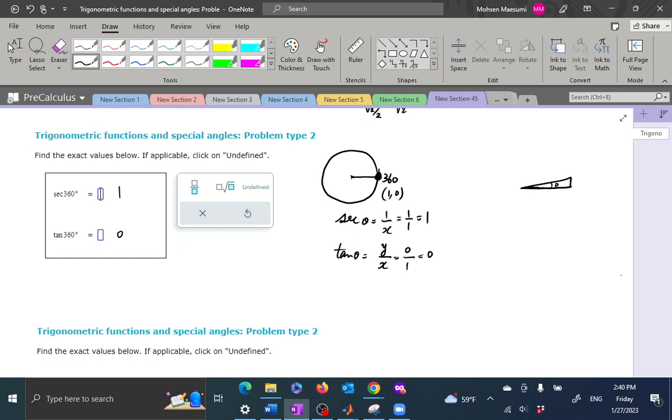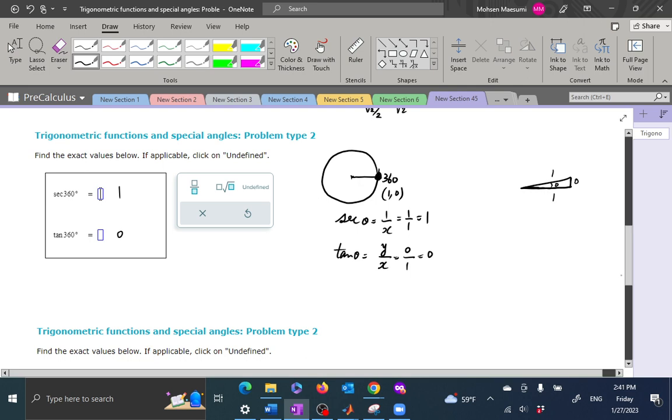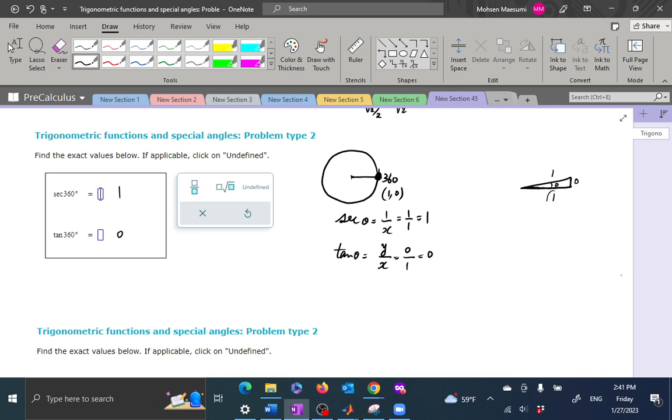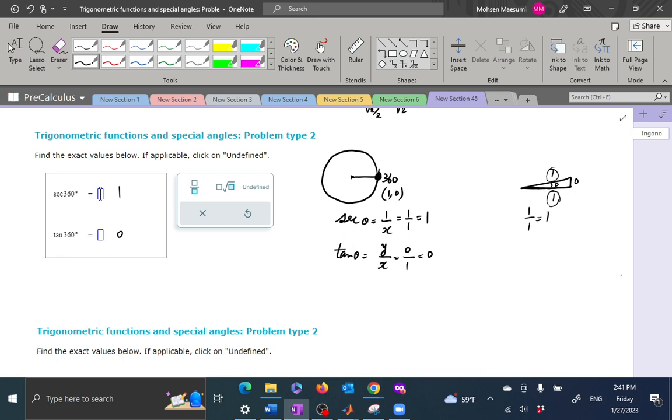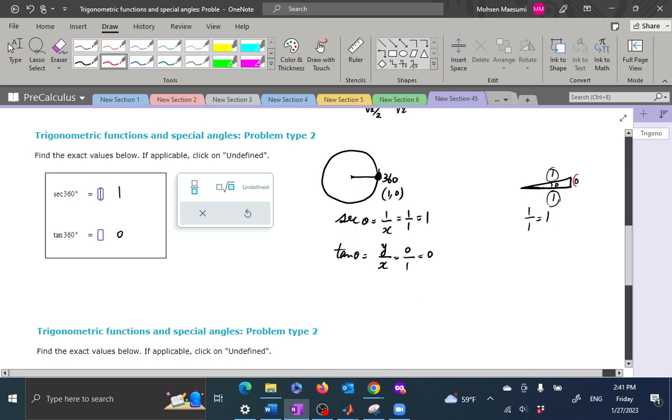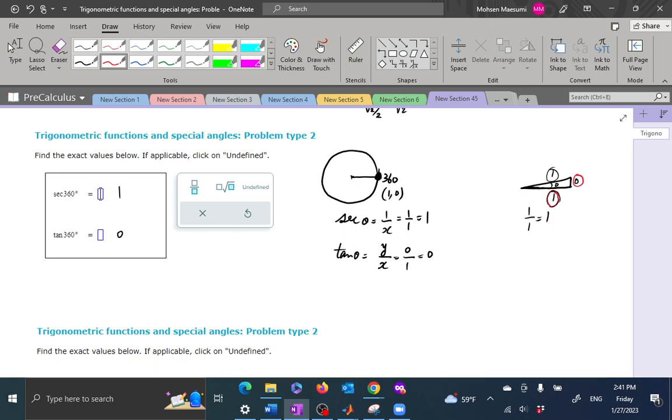So, when you do 360, by the time you come back, the angle you're dealing with is just angle 0. And these sides are 1, 1, and 0. So what is secant? It's the ratio of adjacent, here's adjacent, to hypotenuse, which is 1, and that ratio is just 1 over 1 again, and it is just 1. How about tangent? Tangent is a ratio of the opposite. Here's my opposite, here's my adjacent, and the ratio of them is 0 to 1. It is again 0.